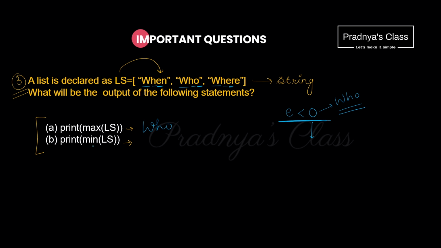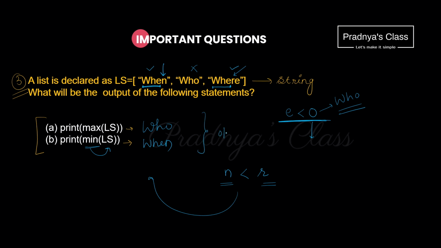Now let's check the second statement. We need to find out the minimum element of the list. We know that who is not the minimum element. Then out of these 2, which one will be the minimum element from the list? When we look at these 2 strings, the first 3 letters are the same. Now let's check out the fourth letter. The fourth letter is N in the first string and in the third string we have R. According to the ASCII value, N is less than R. Ultimately, that will be the minimum element of the list. So here is the output of these statements. Hope you understood this explanation too.